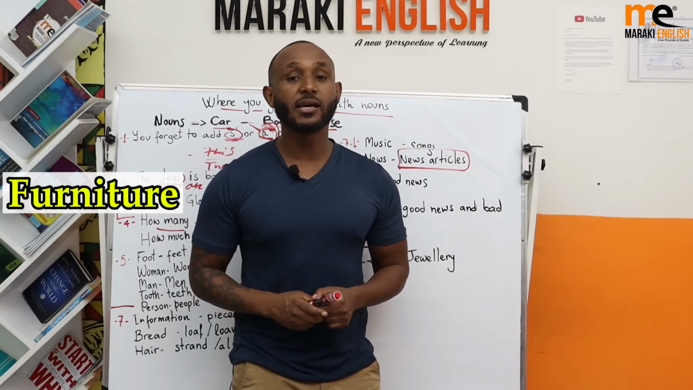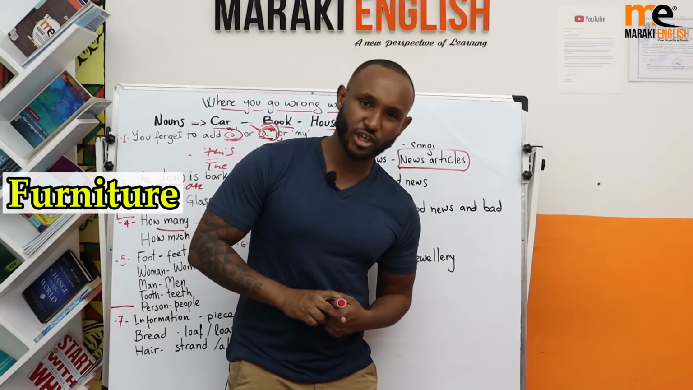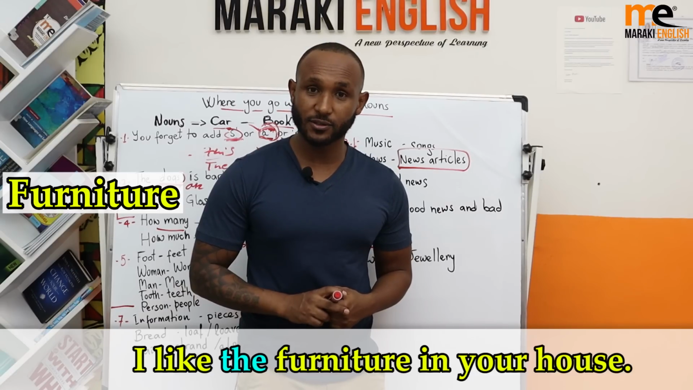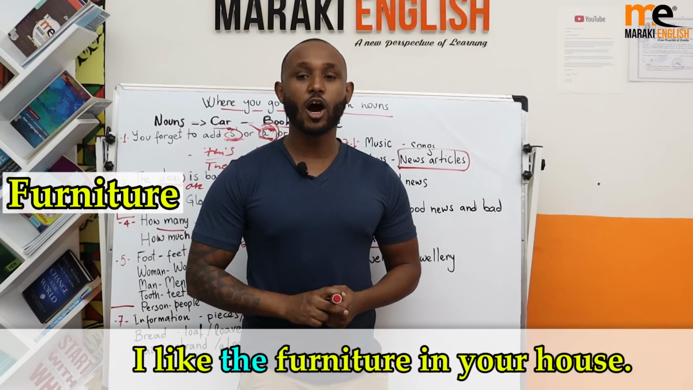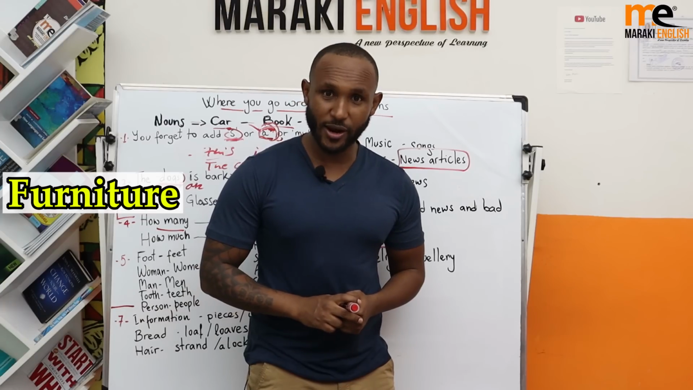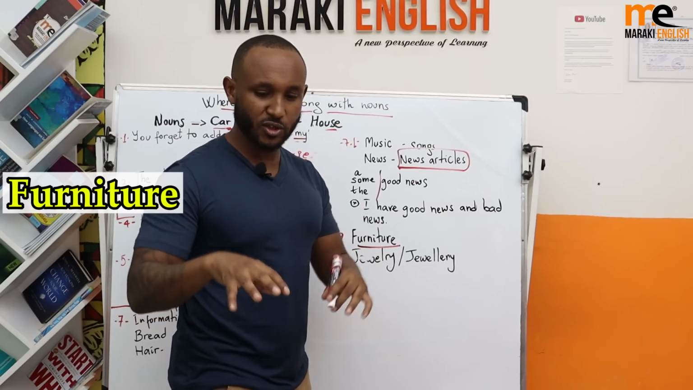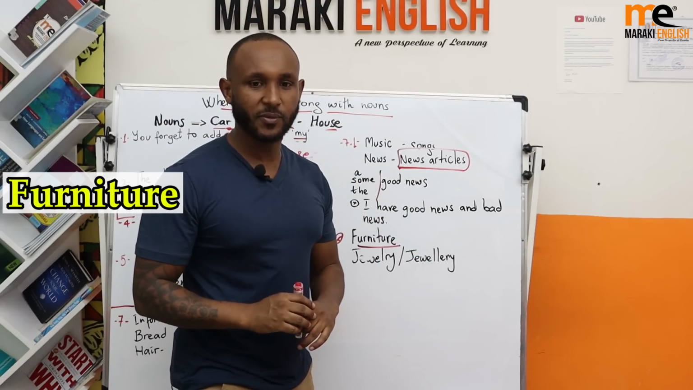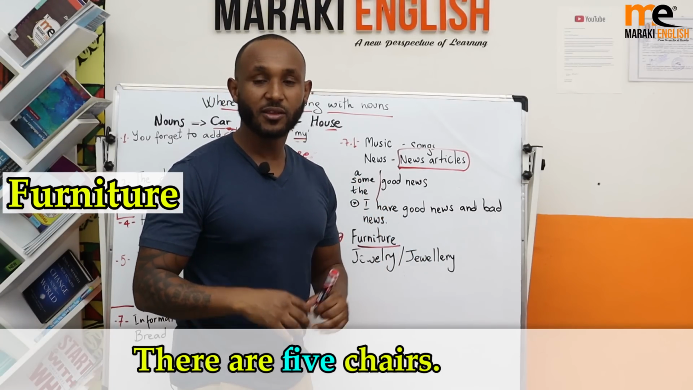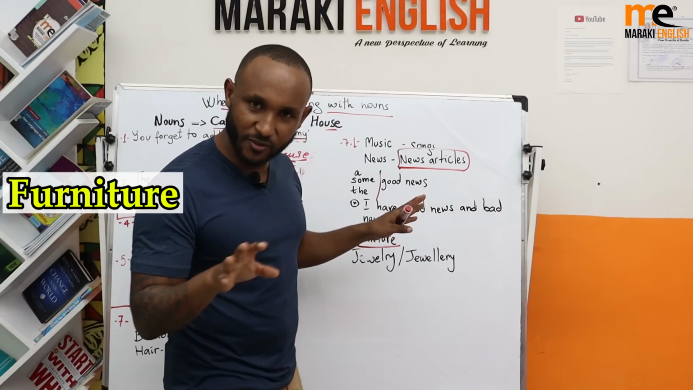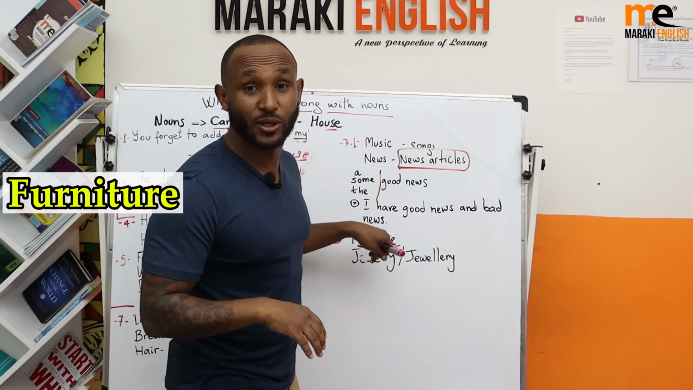I need to buy some furniture, not furnitures. Okay? I like the furniture in your house. Okay? I like all of the furniture in your house, not the furnitures or a furniture. But if you want to talk about the chairs, feel free to count them. There are 5 chairs, okay? There is 1 couch. There's a shelf, 2, 3, 4. Feel free to count them, but not the furniture itself.